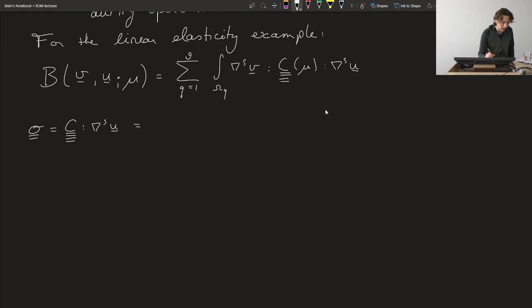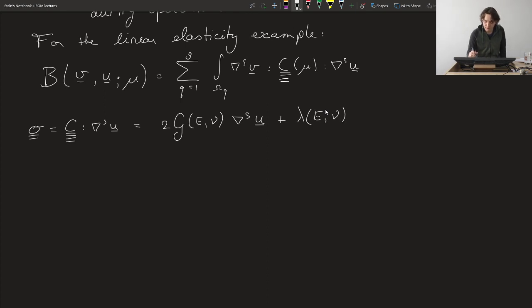Then we will write this as 2 times the shear modulus, which is a function, and this is where our thetas come in, of a Young's modulus and a Poisson ratio, times the symmetric gradient of u, plus, I think that's Lamé's second parameter, lambda, which is again also a function of E and mu, times the trace of our symmetric gradient times the identity tensor, second order. So this is just one way to write the constitutive law.